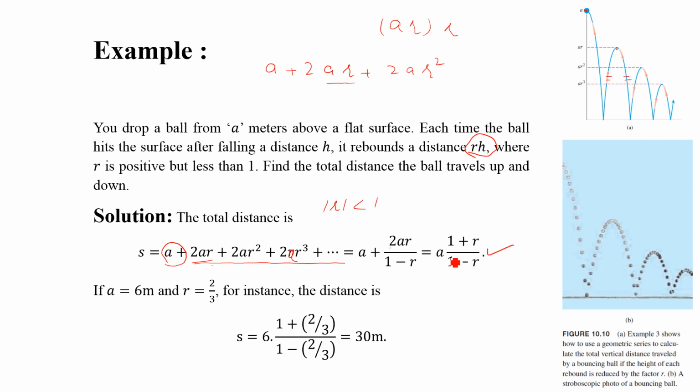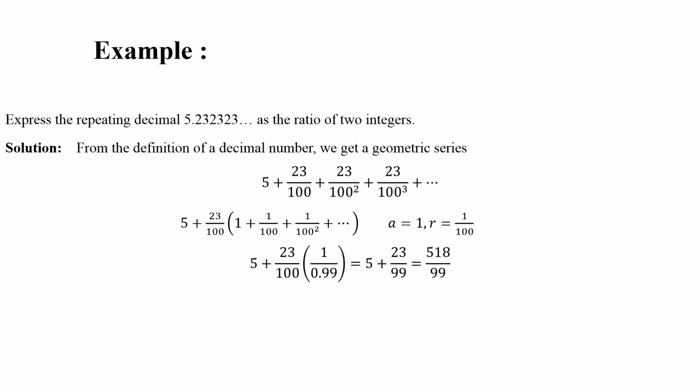So the total distance covered is a times (1 plus r) over (1 minus r). Now if a is 6 meters, this is the particular example, a is 6 meters, r is 2 by 3, then the distance covered will be 30 meters. Next example, this is also an application of geometric series. So express the repeating decimal as the ratio of two integers.